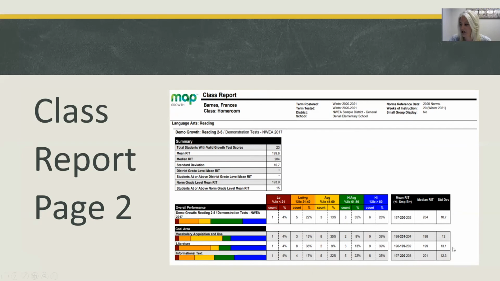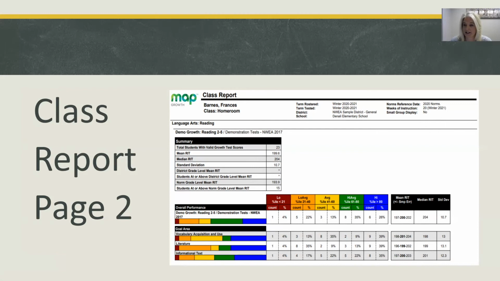So my suggestion here, when you get to page 2, is to look at your standard deviation. So let's talk about standard deviation and what it even means. Standard deviation is going to tell you the spread, how spread out your data is. And so in terms of instruction, it's going to basically be giving us information on academic abilities in the room.